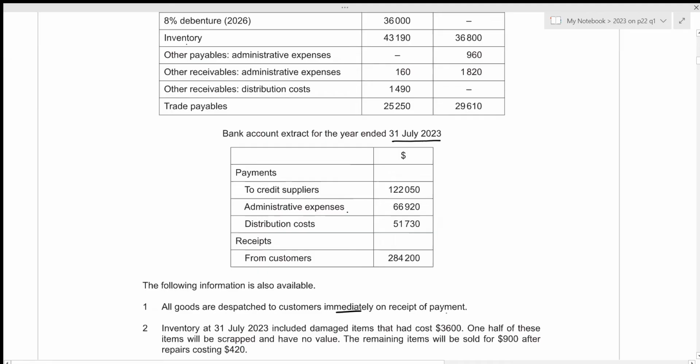So whenever we receive payment from our customers, we immediately send them the goods, which means that the total amount of sales is just going to be the total receipts from customers. So this amount of 284,200 is going to be our amount for sales. Then inventory at 31st July 2023 included damaged items that had cost 3,600. If we have damaged items, we cannot really sell them anymore, which means that we need to subtract their cost. So let's figure out the correct value for our closing inventory.